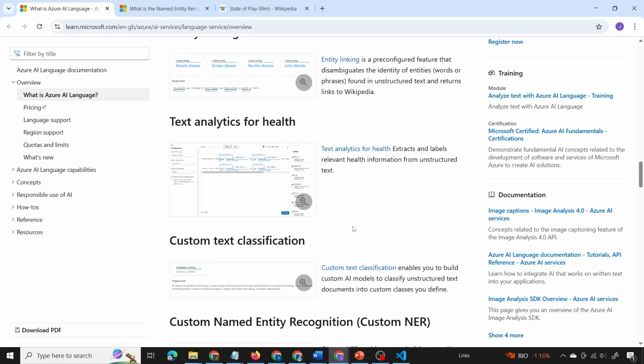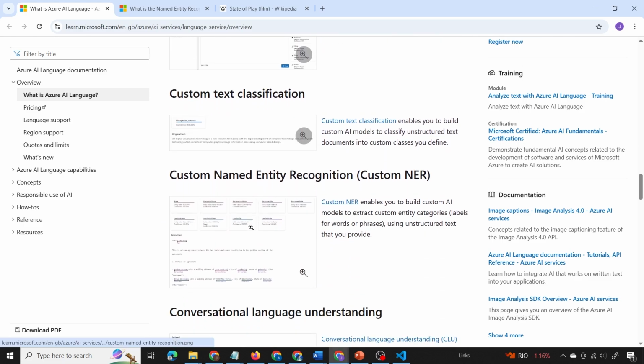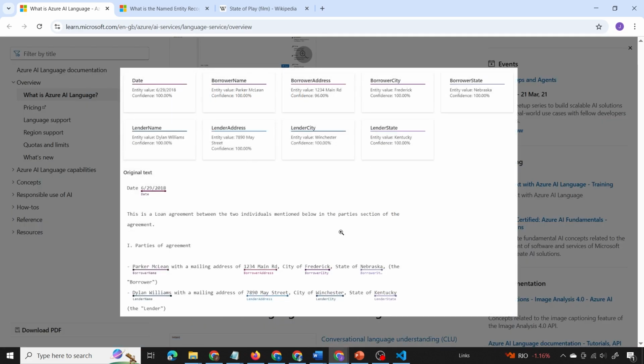Now if we further come down, we can see there is custom named entity recognition. This was one of our options. So it is just like named entity recognition, but it is custom. You have to train the model with your own specific domain and then later on the model will be able to identify those entities. So it is a custom model where we have to train the model with our own specific domain entities and later the model will be able to identify those specific entities. So that is what custom named entity recognition is.